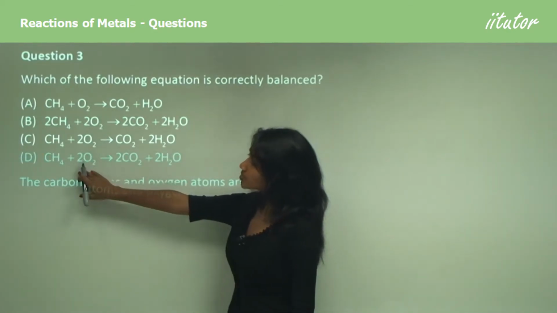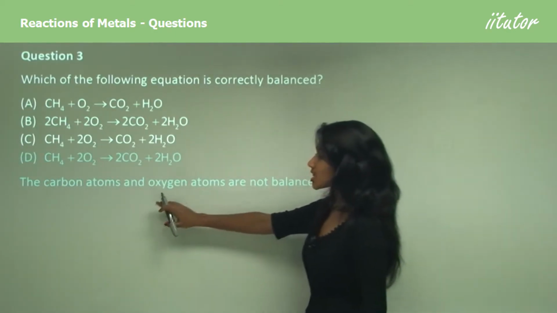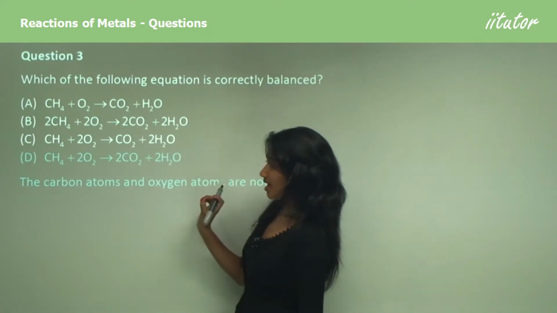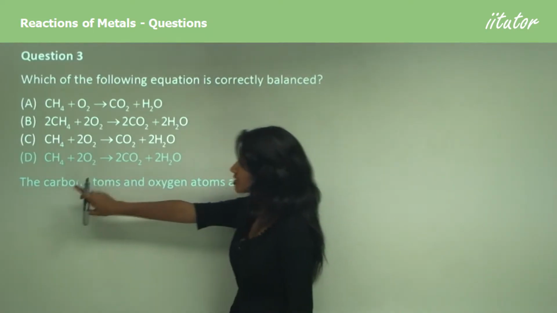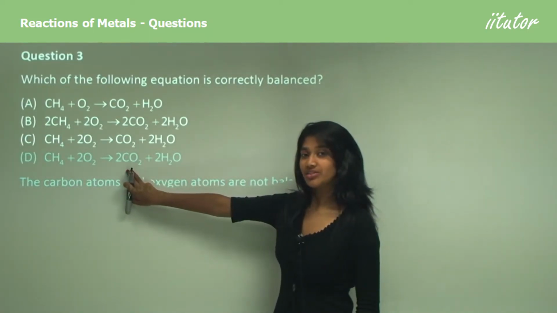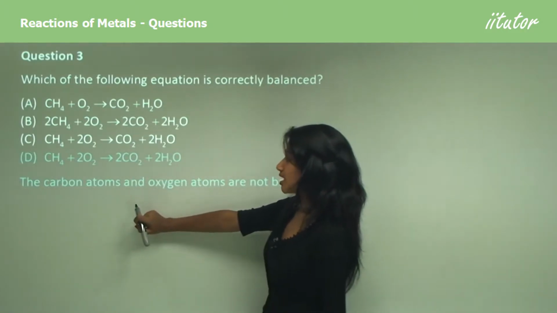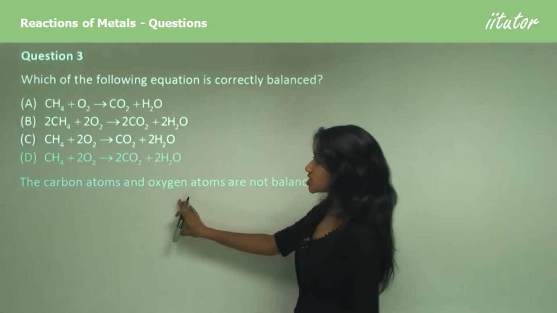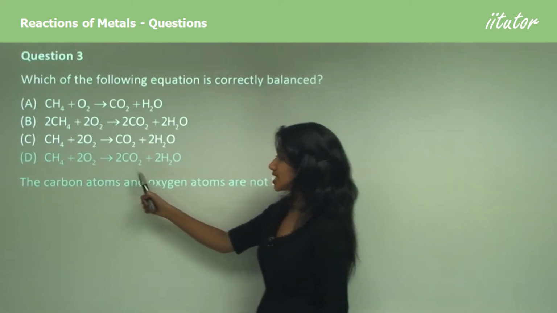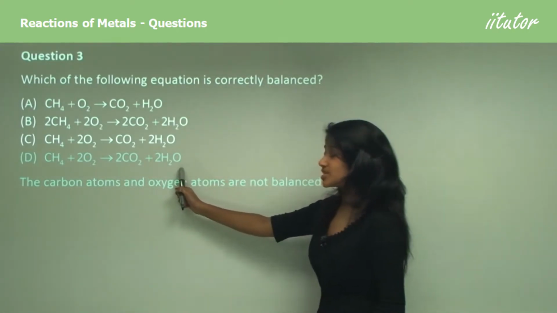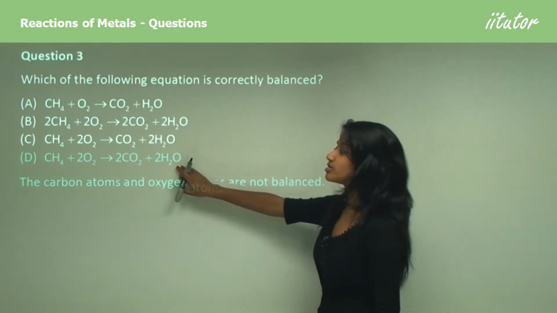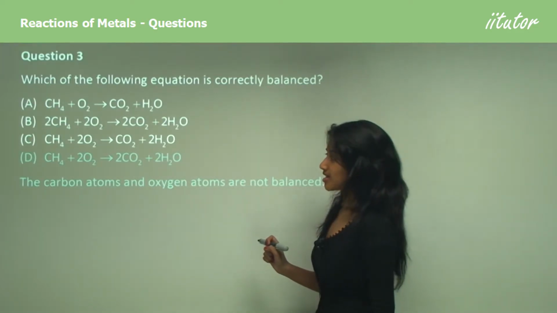Moving to option D now. Option D has the carbon and the oxygen atoms not balanced because we have only 1 carbon, but we have 2 carbon atoms on this side. So clearly the carbons aren't balanced. What about the oxygen atoms? We have 4 oxygens here, but we have 6 oxygens on this side. So D is not the correct answer.